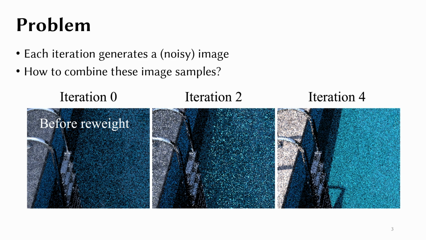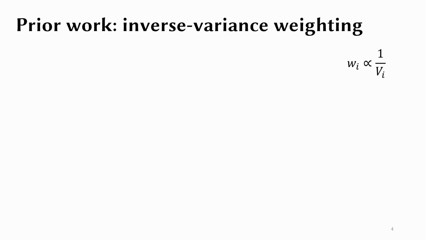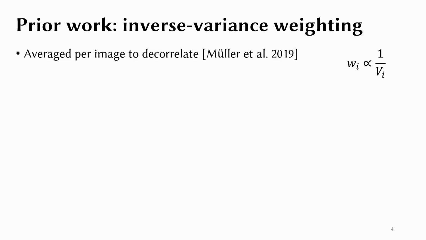The most famous practice is inverse variance weighting, which means we allocate weights proportional to the reciprocal variance. But in general, the variance is computed using the same sample set as the image estimates. Thus, people average the variance across the whole image to decorrelate it. Well, this looks a bit too coarse, and we want to make it more fine-grained.